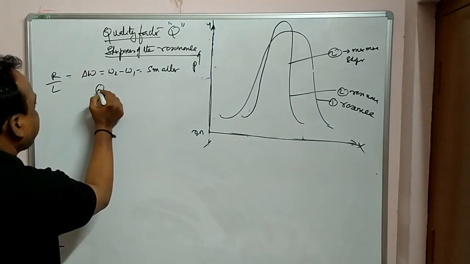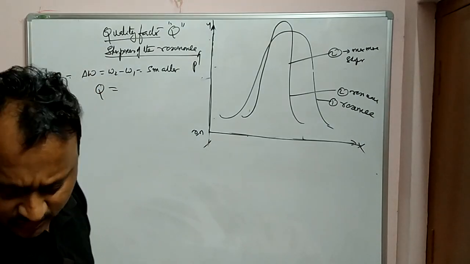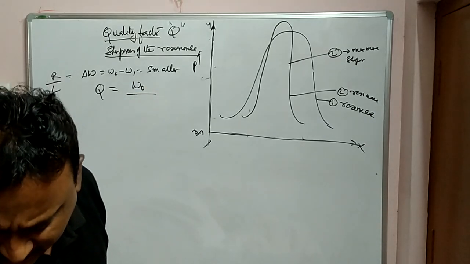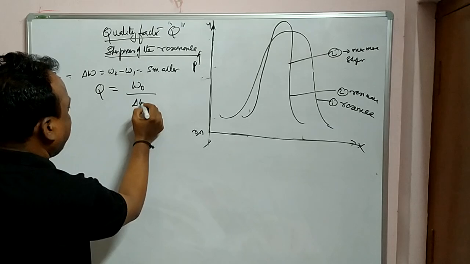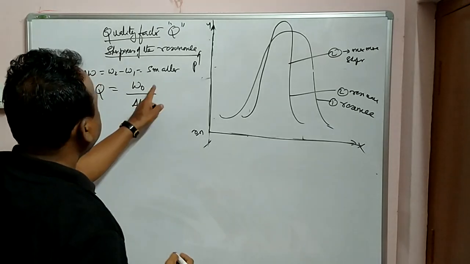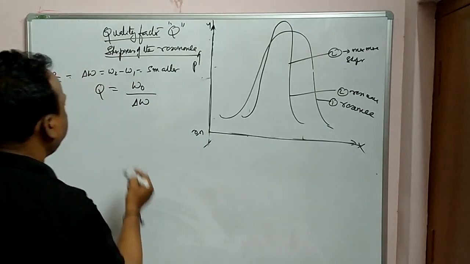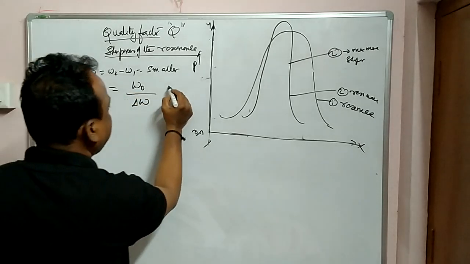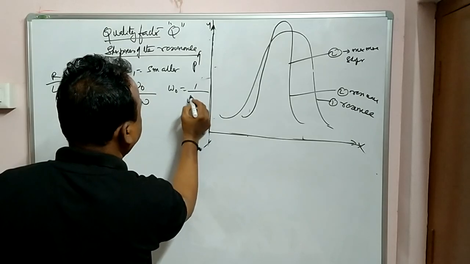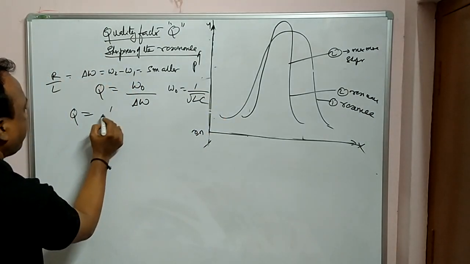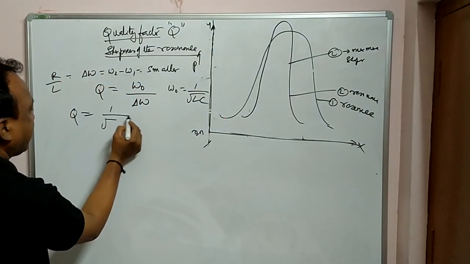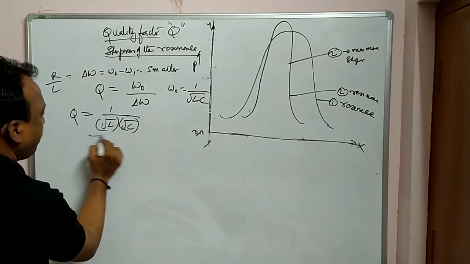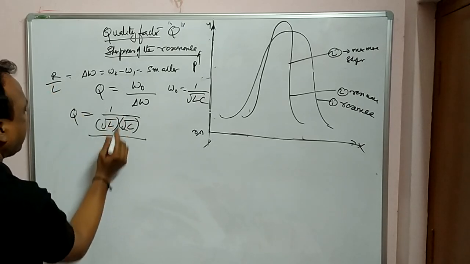Therefore, quality factor Q is given by the resonance angular frequency omega naught by delta omega, that is, resonance frequency by bandwidth. I already told you earlier, omega naught is 1 by root LC, which I'll write as 1 by root L into root C, divided by delta omega. What is delta omega? R by L.